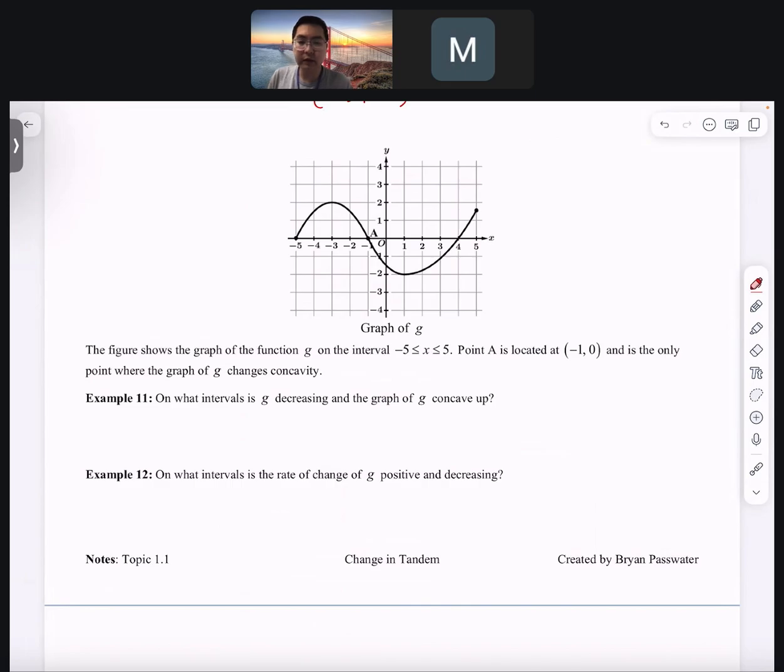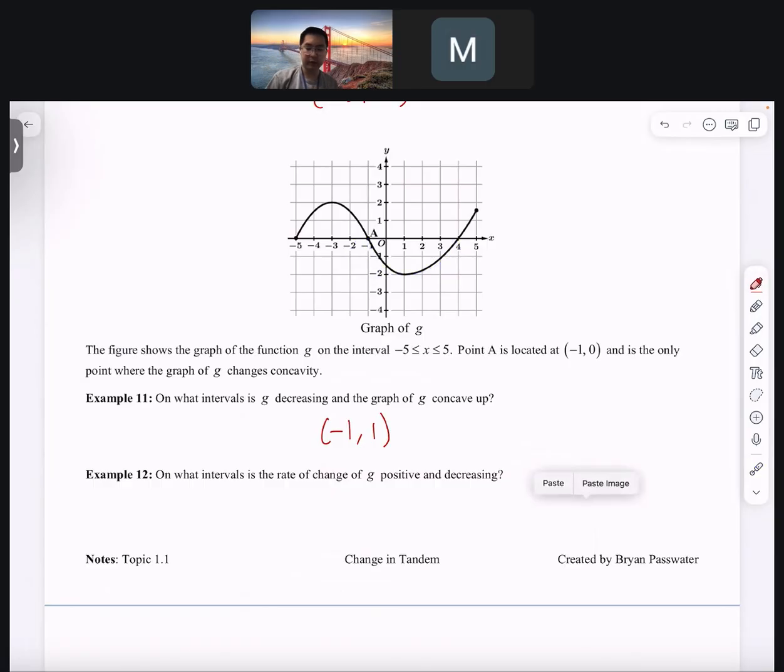Here's a graph of g. This is the last bit of notes, you guys. On what interval is g decreasing and the graph of g is concave up? It definitely looks like it's decreasing from here to here, you guys. But which section is also concave up? It's here, right? So this is the overlap. So it's from -1 to 1. Decreasing, and it's part of the concave up, right? Part of the happy face.